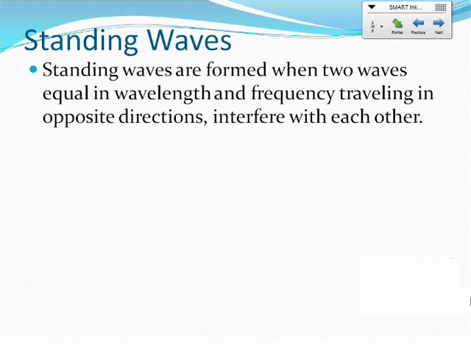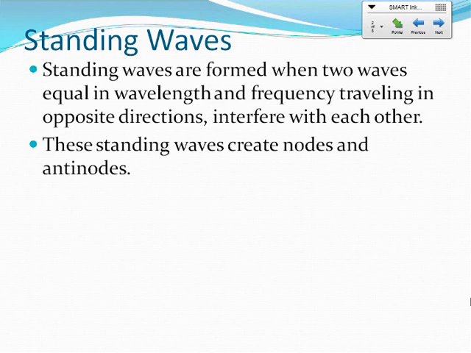All right, standing waves are formed when two waves equal in wavelength and frequency traveling in opposite directions interfere with one another. So just think about it this way. You have a transverse wave coming from the left of your screen, a transverse wave coming from the right of your screen. They have the same wavelength, same frequency, but when they hit one another, they make a standing wave. And we're going to look at one of these in just a second.